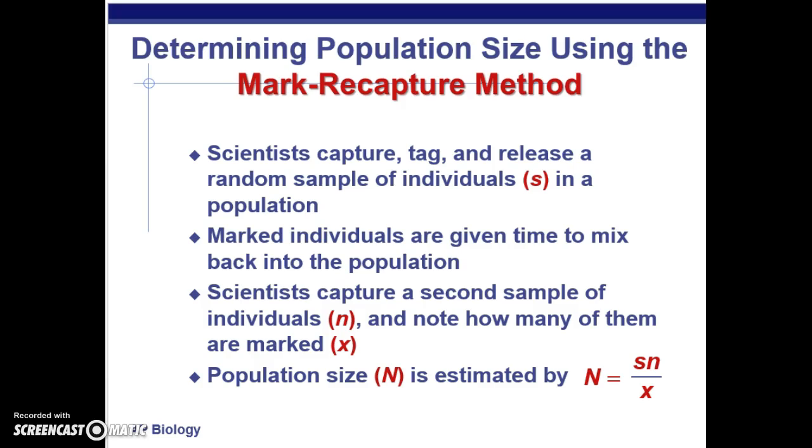So then the math that we apply is that capital N, which is the population size, is estimated to be the product of the first sample times the second sample divided by the number that are marked in the second sample.